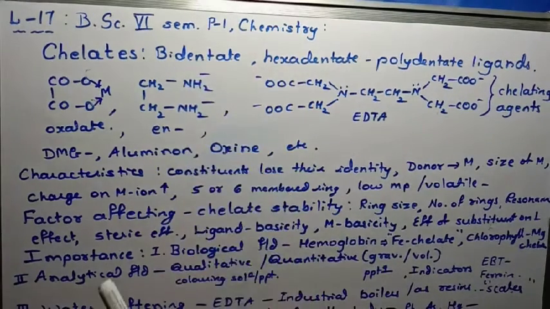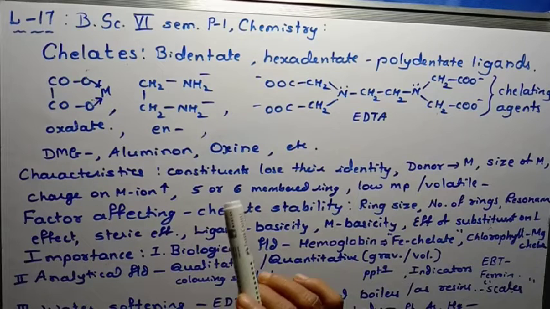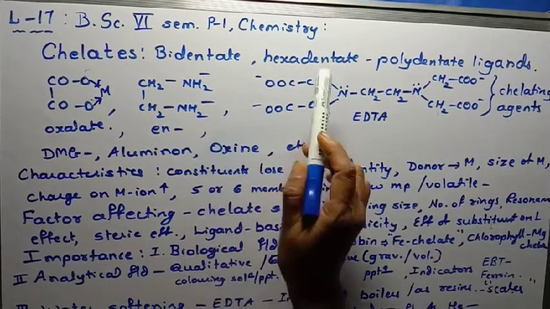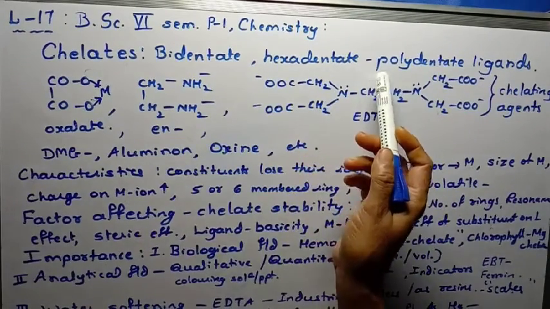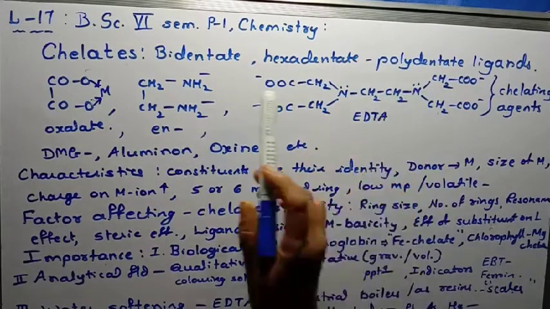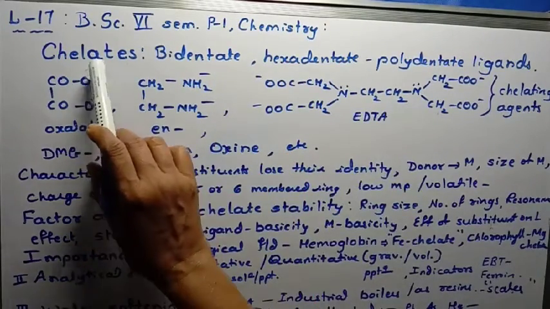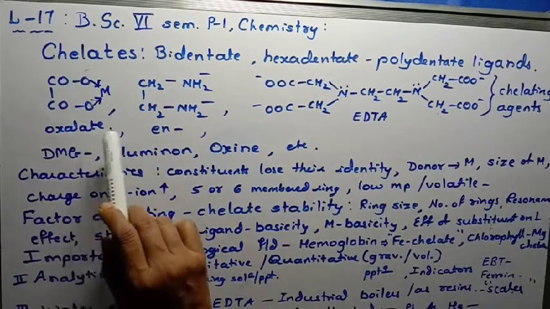Okay, so today we'll go through chelates. In the previous semester you are well familiar with polydentate ligands, say bidentate, tridentate, tetradentate or hexadentate ligands. A bidentate ligand is one which has two lone pairs of electrons, for example, oxalate or ethylene diamine.